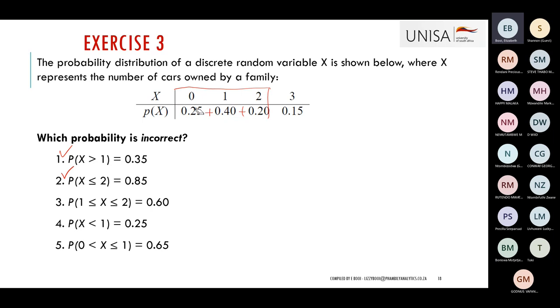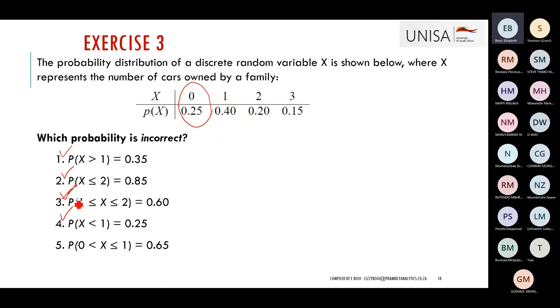Okay, moving on to the next one. The probability that it is between 1 and 2 includes, because it's got greater than or equal, so it is inclusive. That's true. Correct. Number 4, the probability that X is less than 1, it does not include 1 because they say it's less than. So it means it's this probability here.